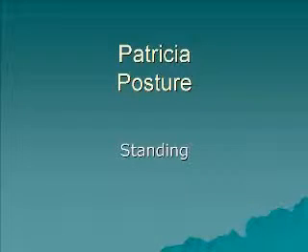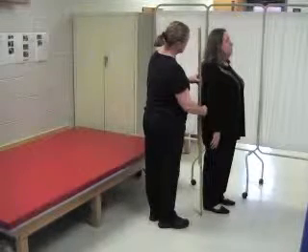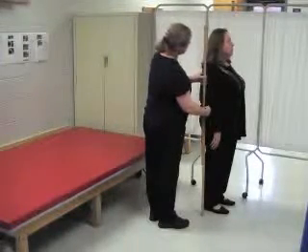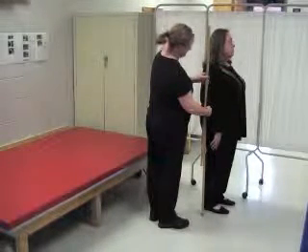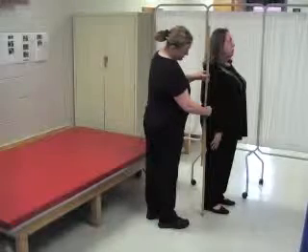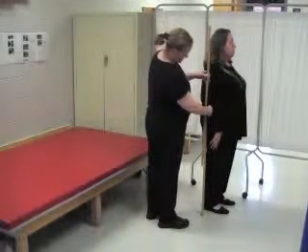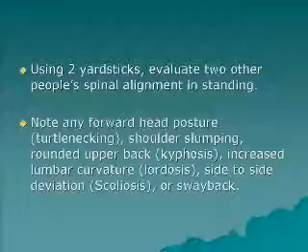The last video of standing posture will be looking at Patricia. And this is Patricia, and looking at her standing posture with the yardstick, you want to see if the line intersects her ear, her shoulder, her elbow, her hip, her knees, and her ankles. And she also looks like she has a very good straight posture.